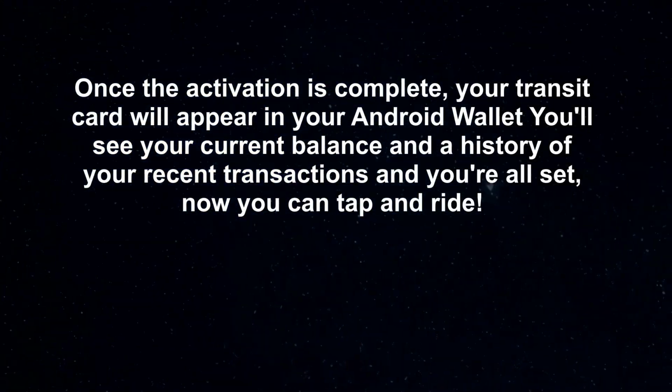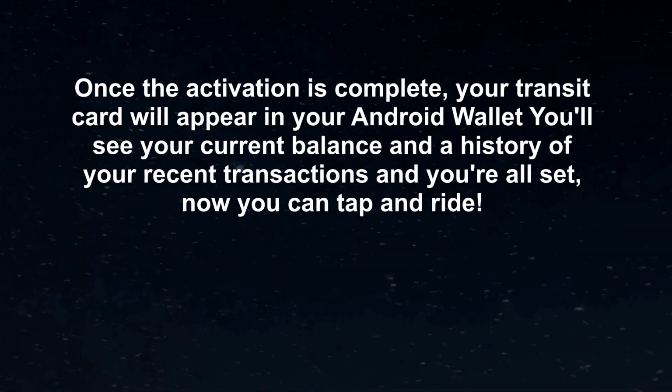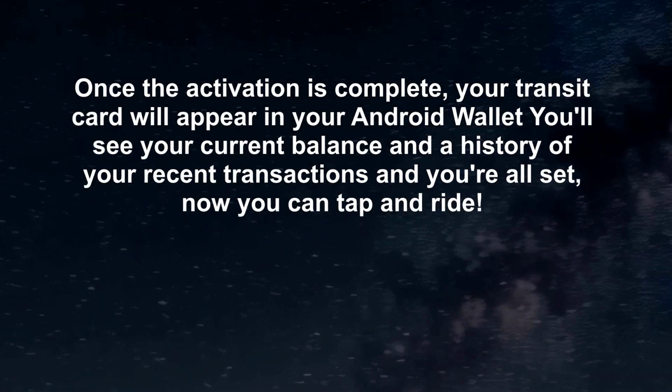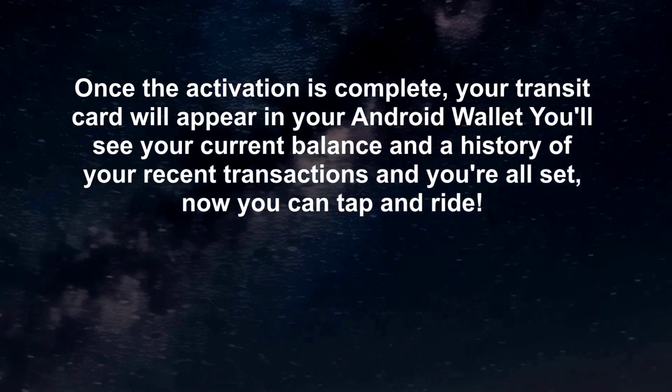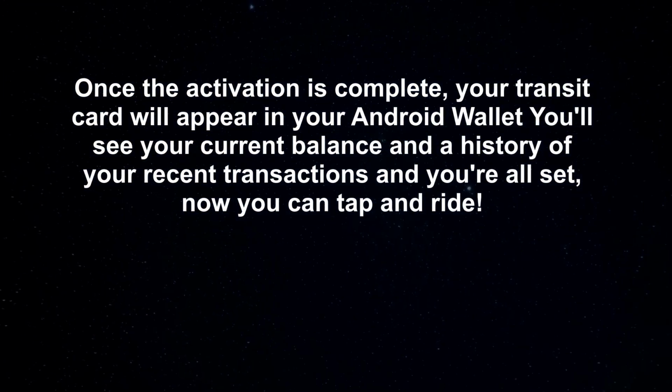Once the activation is complete, your transit card will appear in your Android wallet. You'll see your current balance and a history of your recent transactions, and you're all set. Now you can tap and ride.